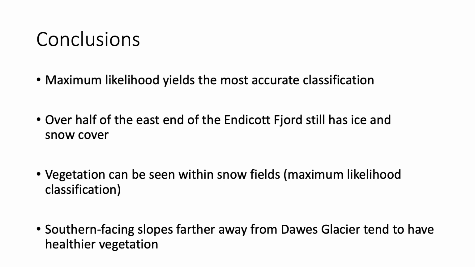Second, approximately half of our study area is still covered by ice and snow. In addition to this, areas of vegetation are observed all the way up to higher altitudes among the snow and ice, most likely in the form of mosses clinging on to newly exposed bedrock. Finally, vegetation tends to be the healthiest and most dense on southern-facing slopes, which could be explained by the rain-bearing southeasterly winds and warm fronts that southeast Alaska continuously experiences.